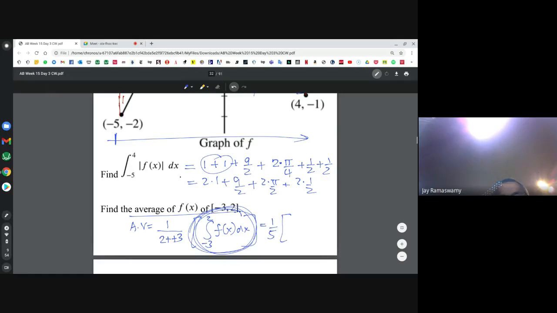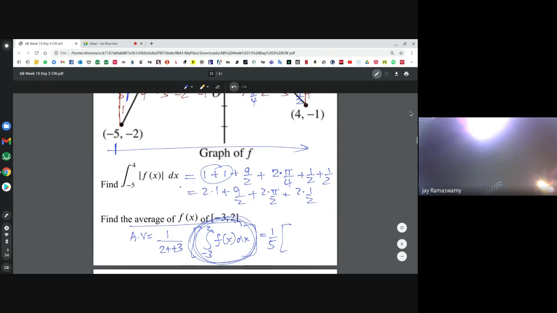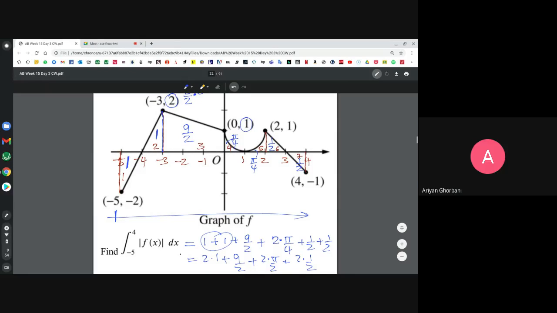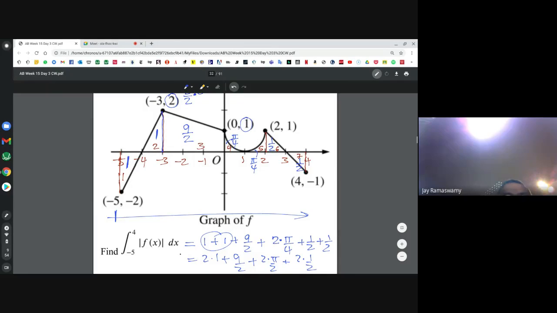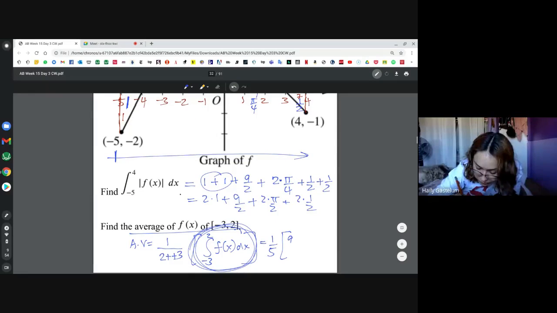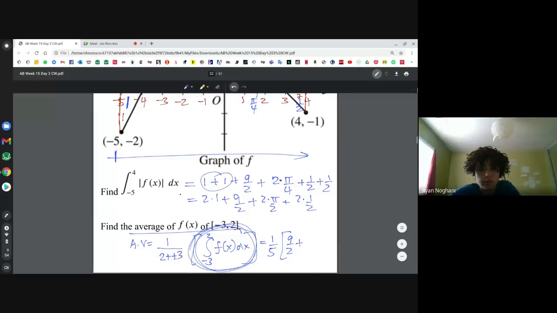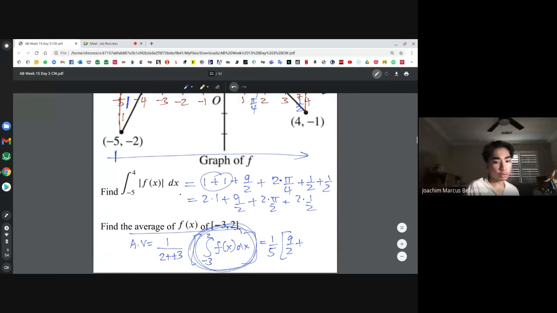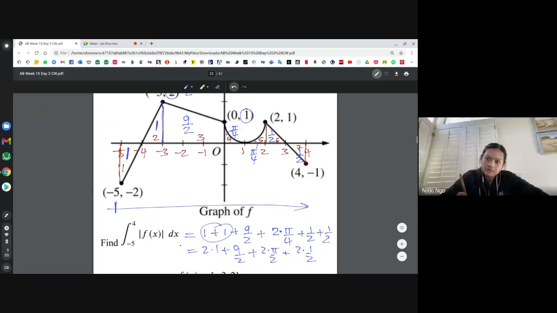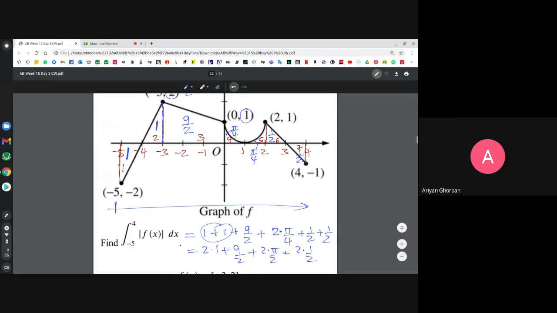Bring down the 1/5. Okay, everybody, look at your figure. I need the area from -3, repeat, from -3 to +2. So what am I writing in my paper? Just read your figure. I just need the area from -3 to 2. 9/2 plus 9/2 plus pi over 4 plus pi over 4. Is that pi over 4 or pi over 2? Aren't there 2 pi over 4s?